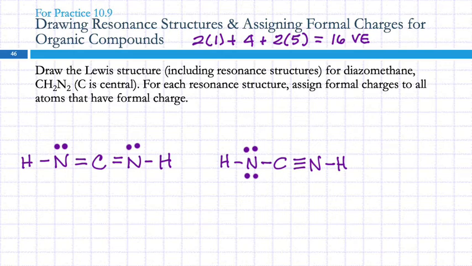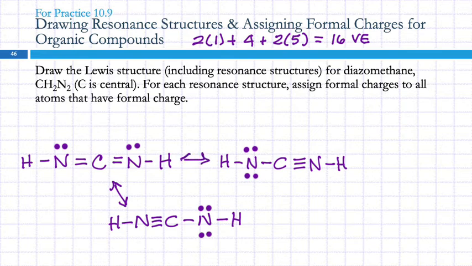Does that satisfy the octet rule? Yeah, it does. What's another thing we could do? We could put the triple bond with the other nitrogen. So I'm going to draw that guy down here. And then we can indicate that these are resonance structures by drawing the double-headed arrows.